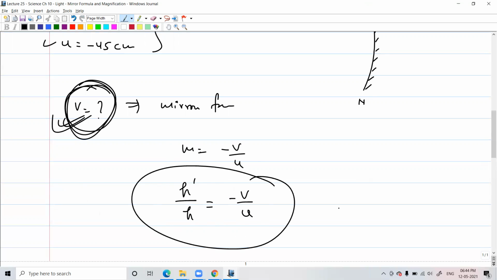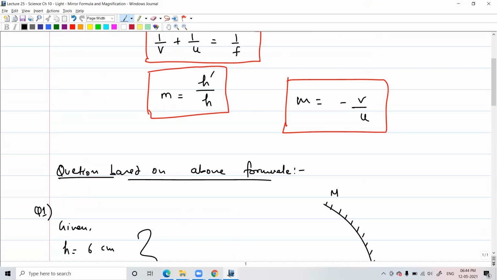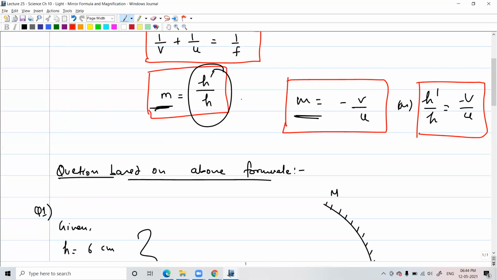Everyone understands where this is coming from? Both these formulas are magnification. So this is also magnification, this is also magnification. So I can write h dash by h is equal to minus v by u. So let me write that also here.